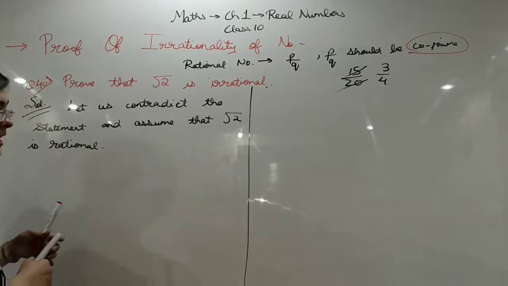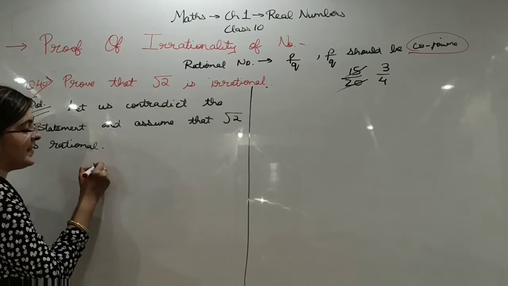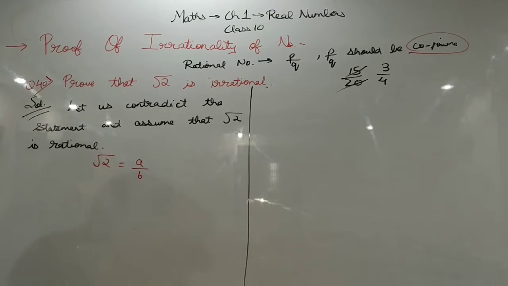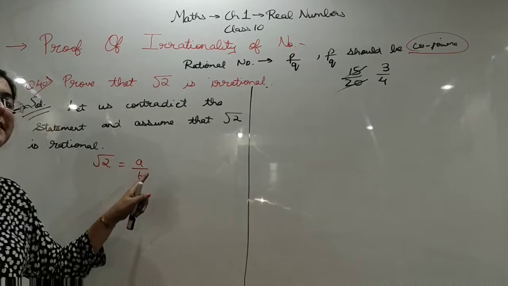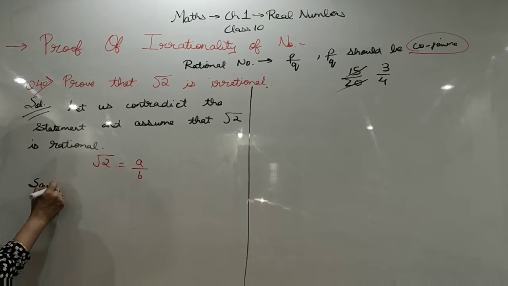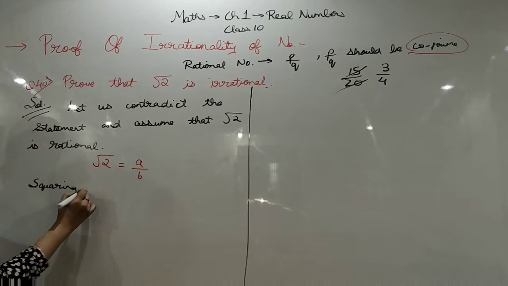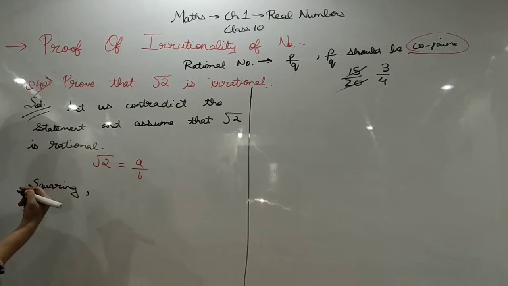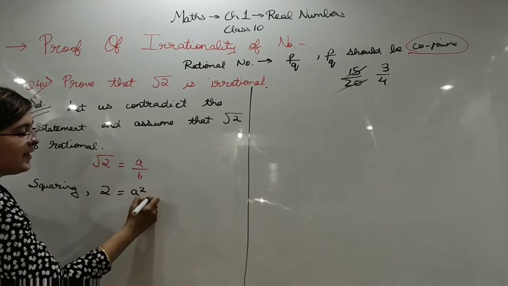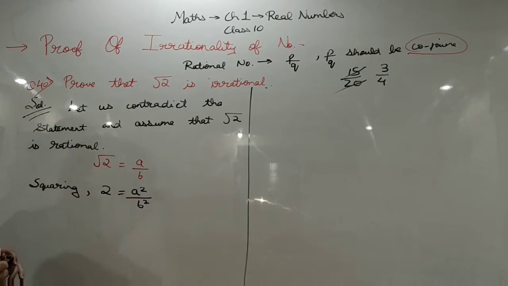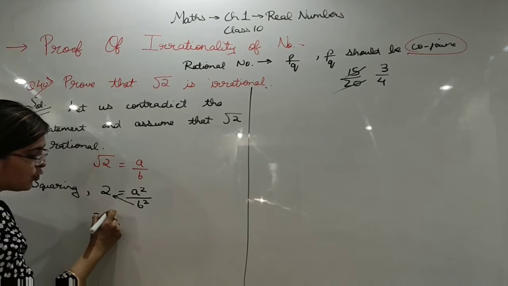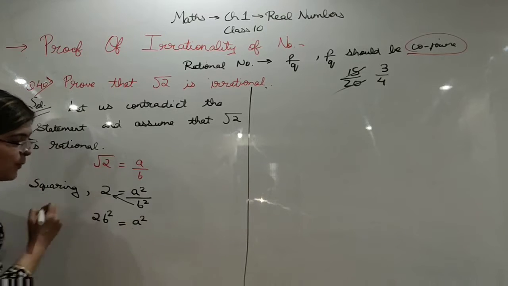If it is a rational number, what can we do? We can write it in the form a by b, or p by q, any variable we can take. Since it is rational, we can write root 2 equals a by b. Now squaring both sides, the square of root 2 will be 2, and the square of a by b will be a square upon b square. Clear, students? Now we bring b square here. It becomes 2b square is equal to a square.